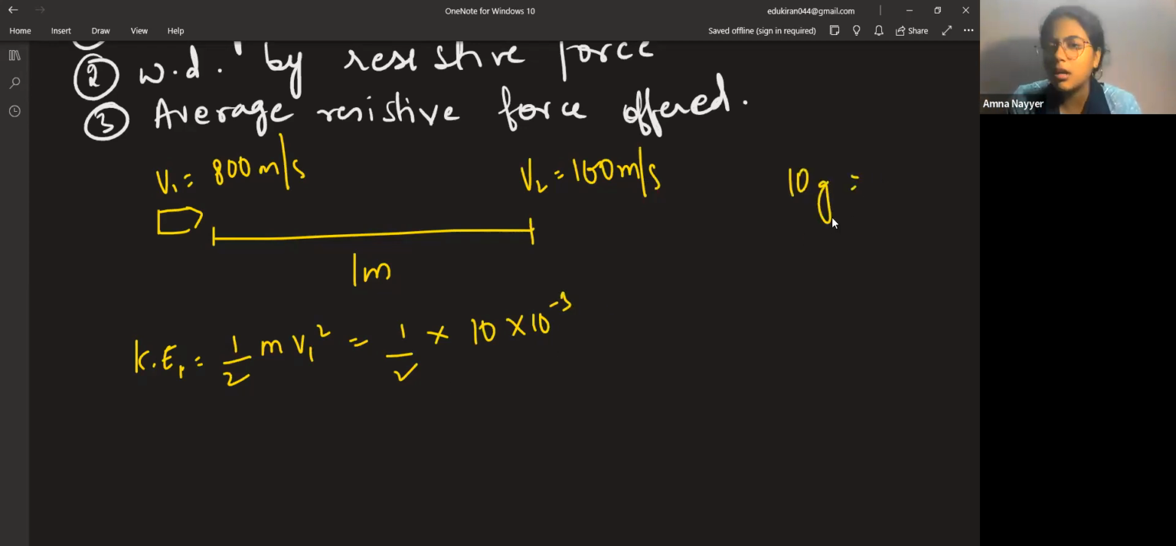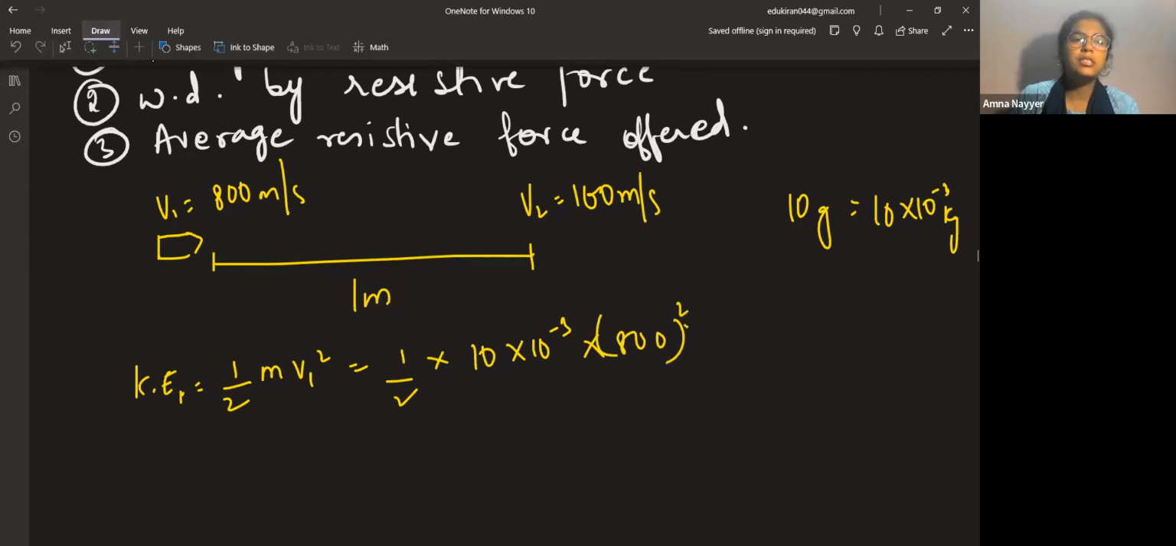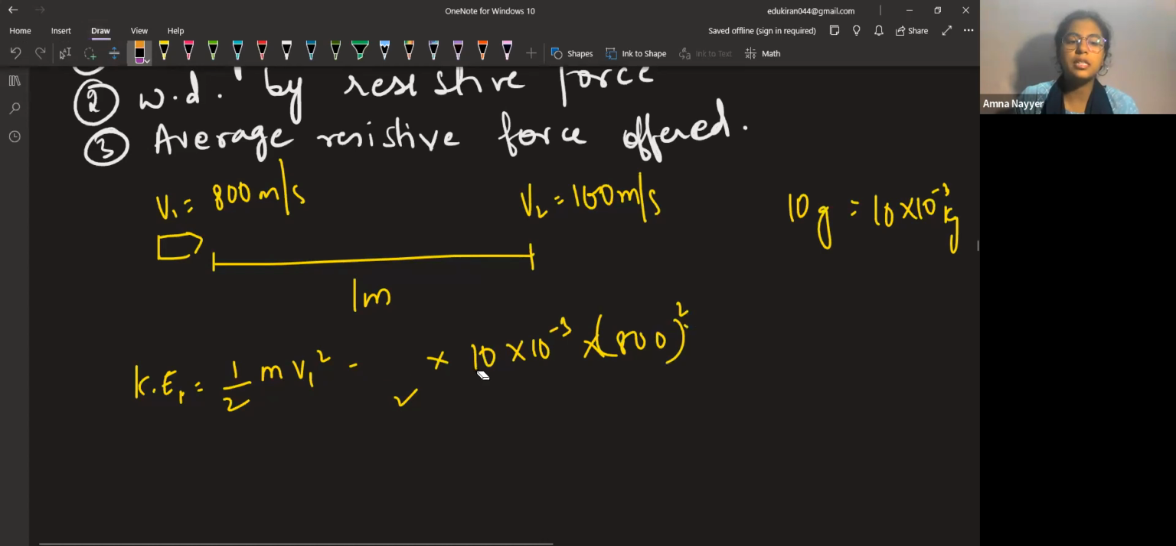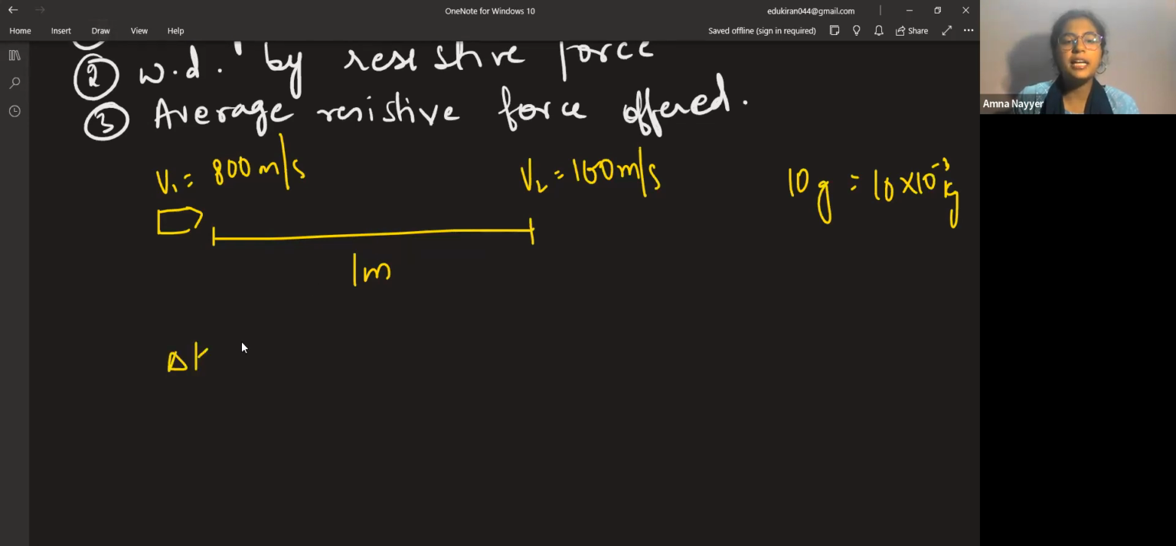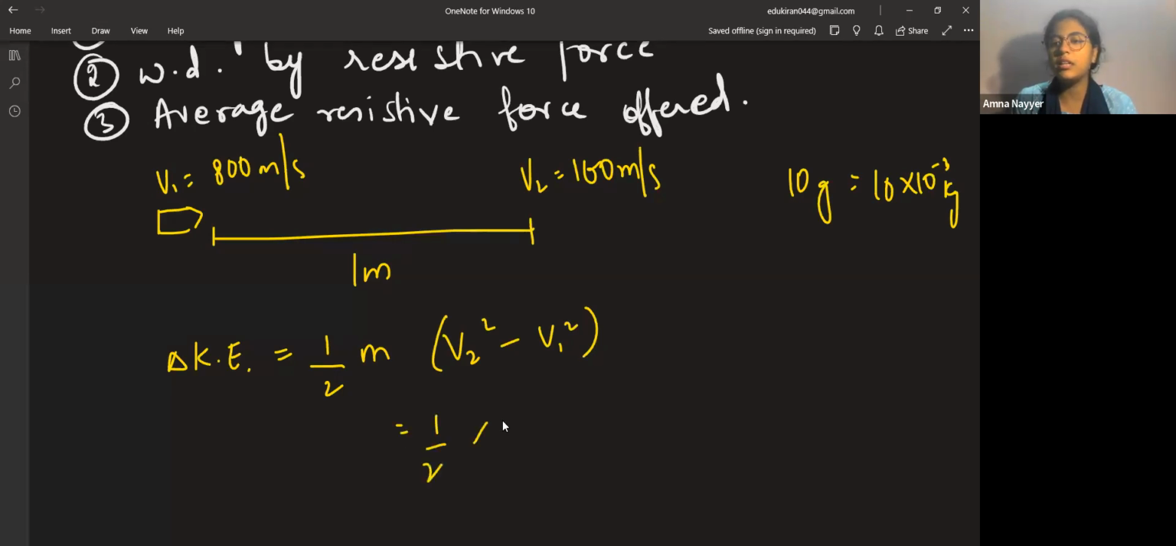Grams is a unit that is not acceptable in our SI unit. We have to convert it into kg. So half m and v1 square is 800 square. But let's not expand this so much. Instead of writing this whole term, let us write it in one line. Change in kinetic energy will be final minus initial. So half m will be common, v final square minus v initial square will be left. So now in one go only, we'll have our answer.